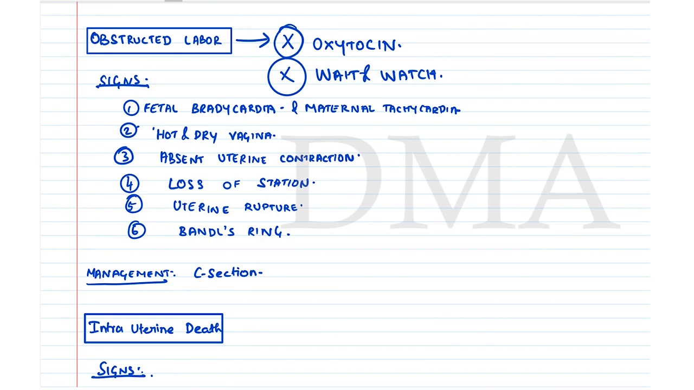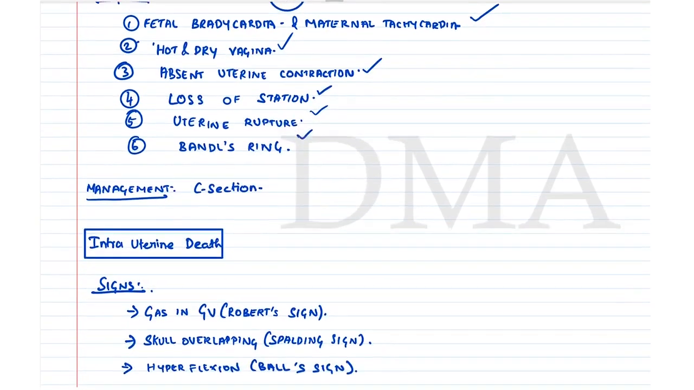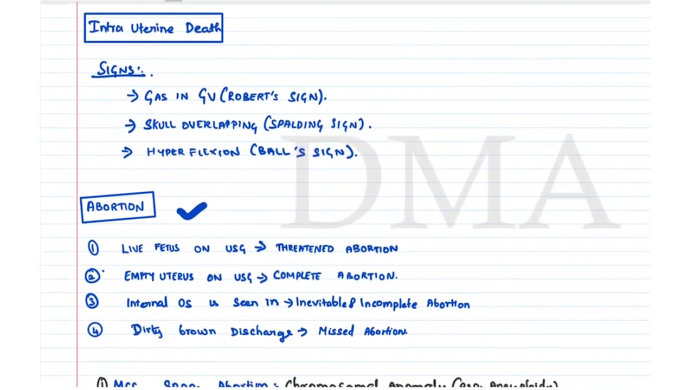Okay, so all of the signs of obstructed labor are pretty high yield. Bandl's ring will be seen, rupture of uterus will be seen, loss of station will be seen, and absent uterine contraction will be seen. Hot and dry vagina will be seen. Fetal bradycardia and maternal tachycardia will be seen. Okay, management is always C-section.